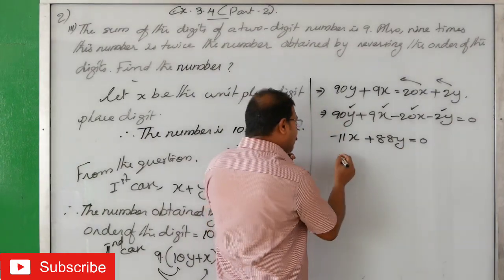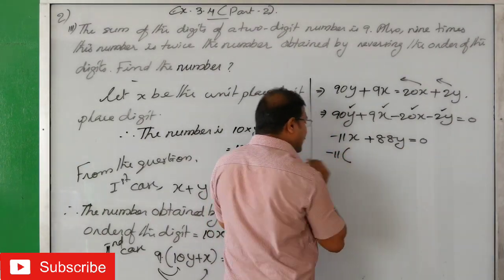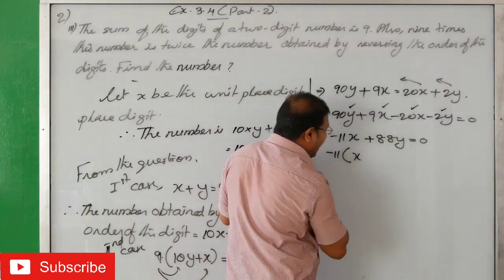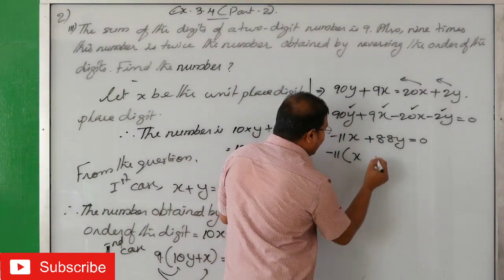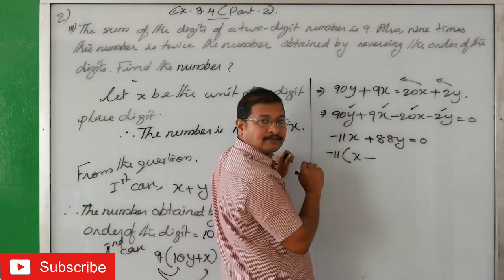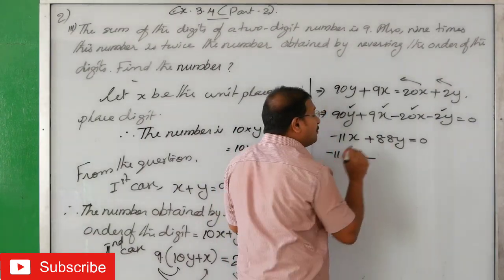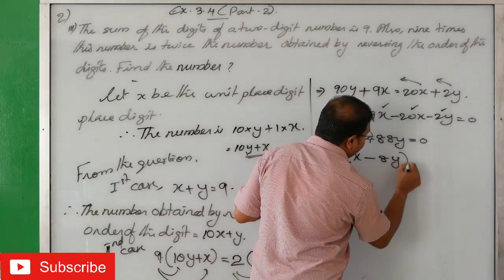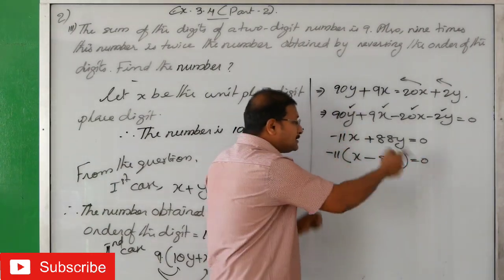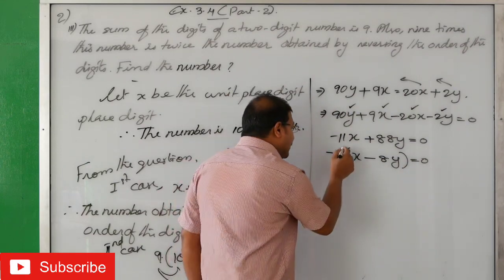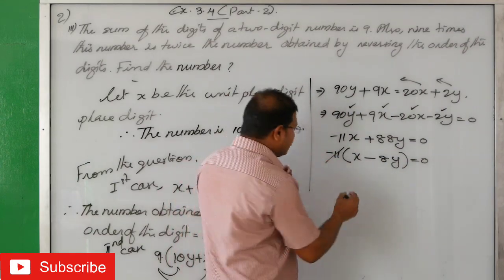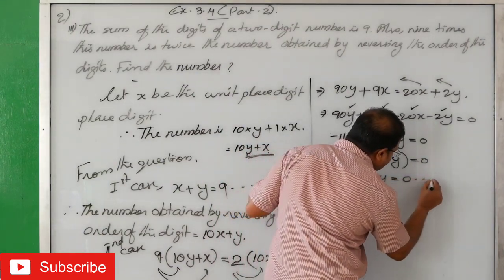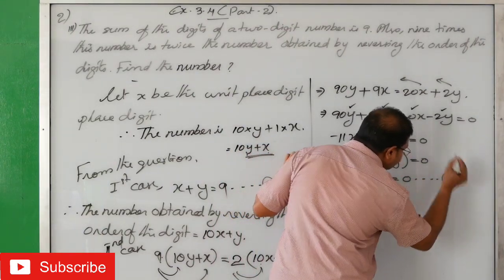From these two, I am going to take minus 11 outside. Ready? So if I take minus 11 outside, x will be balanced. If I take minus from plus, plus becomes minus. After that, 11 into how much will you get 88? 11 eights are 88. Y equal to 0. Since the other side is 0, we can cancel this. That means this implies x minus 8y equal to 0. This is equation number 2.